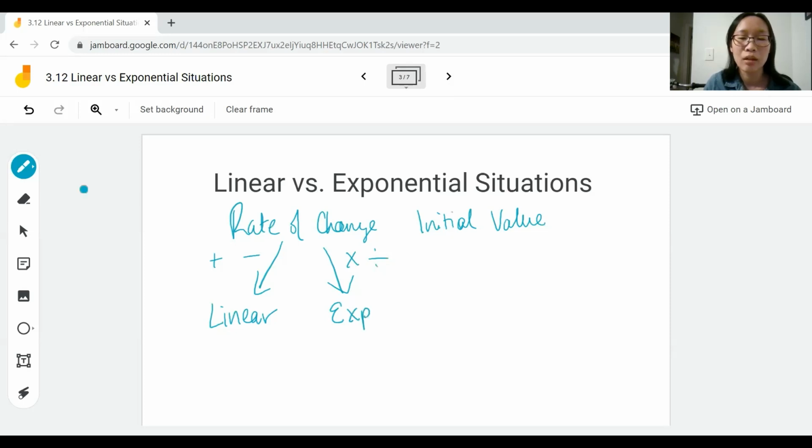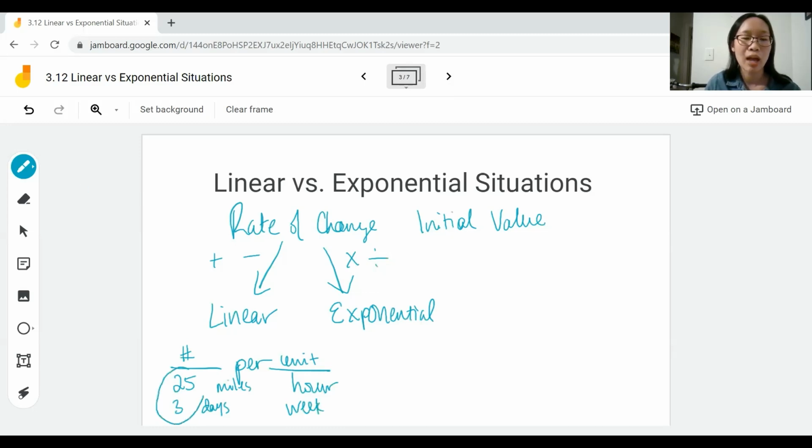or division, it's exponential. When we have a linear rate of change, we're going to have a number per unit. So for example, this is going to be something like 25 miles per hour or 3 days per week, something like that, where you just have a straight up number. In exponential rates of change, you also have something per unit, but this is not going to be a number, it's going to be a multiplier.